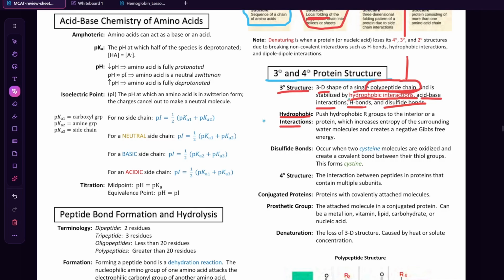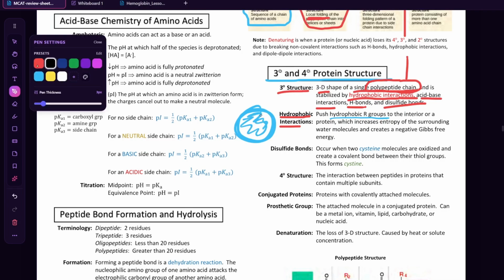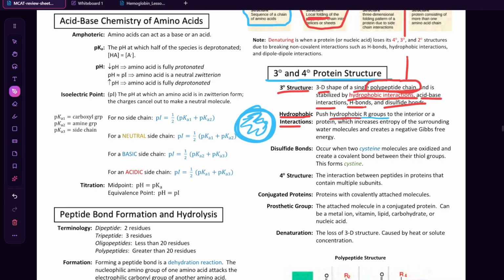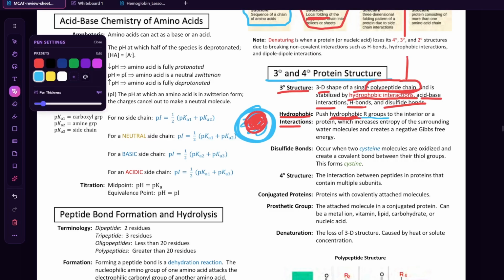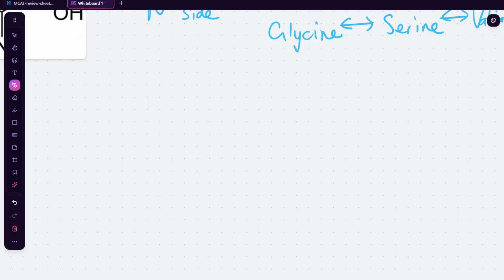So hydrophobic interactions is when you push hydrophobic R groups to the interior of the protein. In other words, let's say I have this ball of protein, and basically the part that doesn't like water is on the inside, right? And there's water in the environment, so there's water out here. And so now the surrounding water molecules, and now the hydrophilic side is on the outside. So that's what you have to know when the protein is folding. So I'll start drawing it on the whiteboard to give an example.